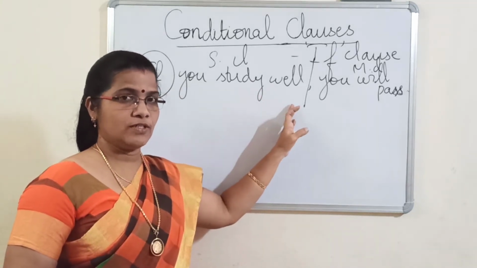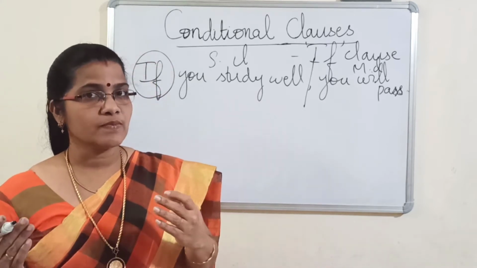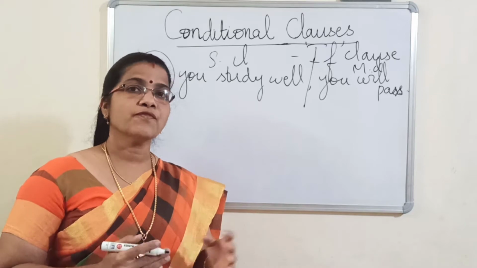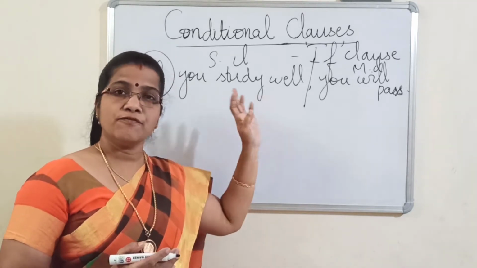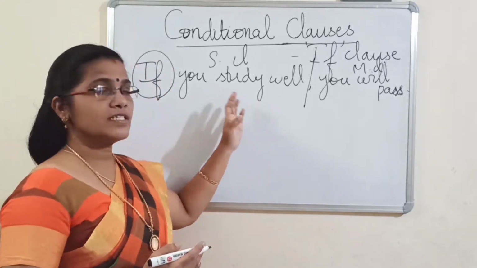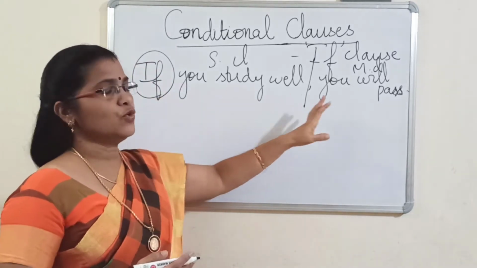Type 1 condition. So when you speak about conditional clauses, you have three main types of conditional clauses apart from the zero type. So what I have written here now is first type, type 1. It is known as open condition. Okay, right. If you study well, you will pass.